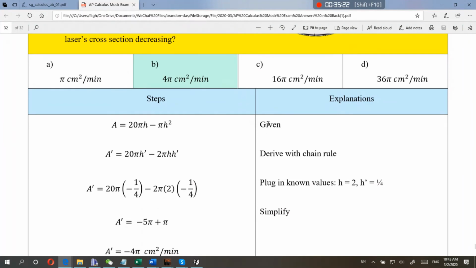Okay, so I'm going to start with what was given. I've got my area equation. If I derive it, I'll get A prime. So with chain rule, my only variable here is really height. So when I derive 20 pi h, I'll get 20 pi h prime. And when I derive negative pi h squared, I'll get negative 2 pi h h prime.